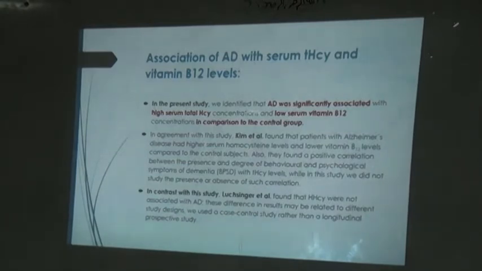So our study, basically, first we studied the association between the serum vitamin B12 and homocysteine in comparison between the patients and the controls. There was a significant difference between both groups. So we can say that Alzheimer's is significantly associated with high serum total homocysteine level. One recent study in China actually found the same findings, and also they correlated the behavioral and psychological symptoms of dementia. It's actually the only study that studied this finding. It found a positive correlation between the behavioral and psychological symptoms of dementia and homocysteine level.